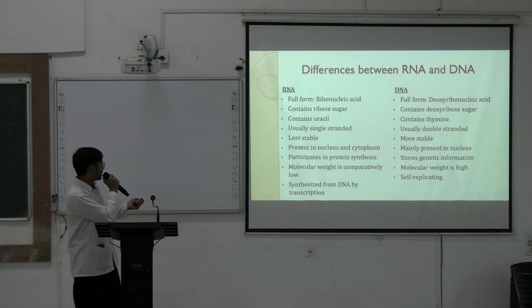Differences between RNA and DNA. RNA, ribonucleic acid. DNA, deoxyribonucleic acid. RNA contains ribose sugar, whereas DNA contains deoxyribose sugar. RNA contains uracil, whereas DNA contains thymine. RNA is single-stranded, whereas DNA is double-stranded. RNA is less stable compared to DNA.